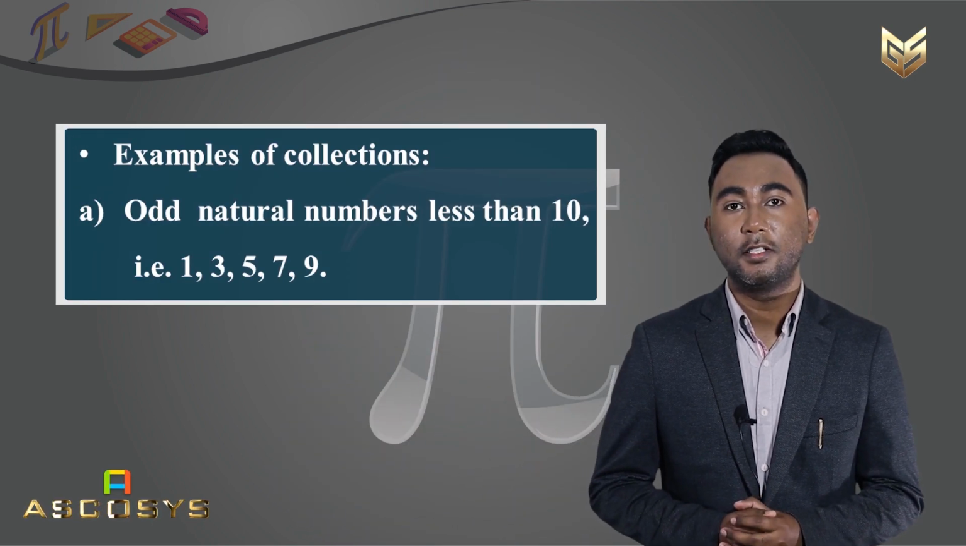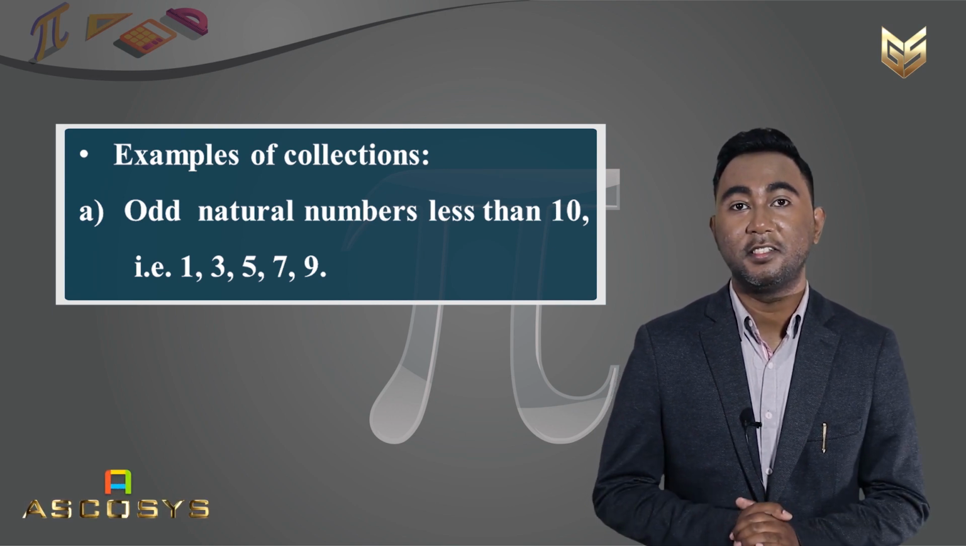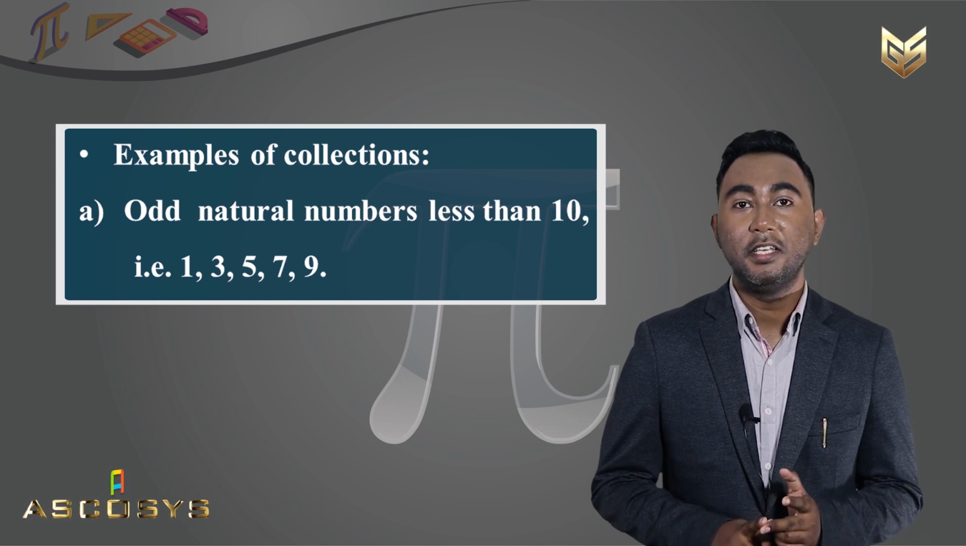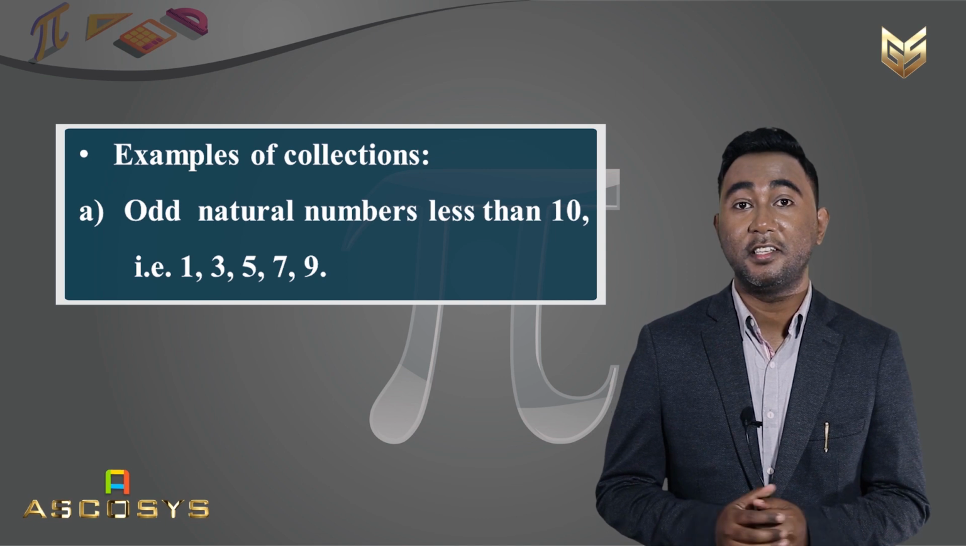So let's begin our discussion on sets. To understand the concept of sets, we need to understand what a collection of objects is. For example, the set of odd natural numbers less than 10. What are those natural numbers less than 10? 1, 3, 5, 7 and 9. These are odd natural numbers that are less than 10.